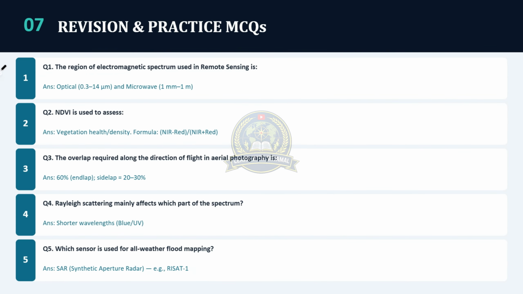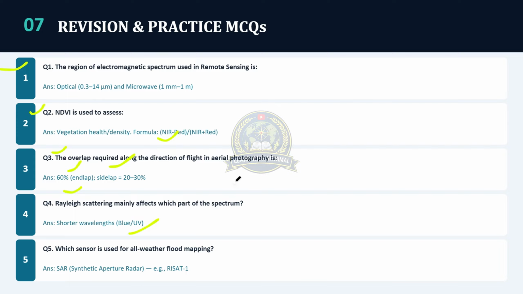Now, question 1: the region of electromagnetic spectrum used in remote sensing is, correct answer, optical 0.3 to 14 micrometer to microwave 1 mm to 1 meter. NDVI is used to assess vegetation health and density, formula NIR minus red divided by NIR plus red. The overlap required along the direction of flight in aerial photography is 60% end lap and side lap 20 to 30%. Rayleigh scattering mainly affects which part of the spectrum? Shorter wavelengths, blue and ultraviolet.